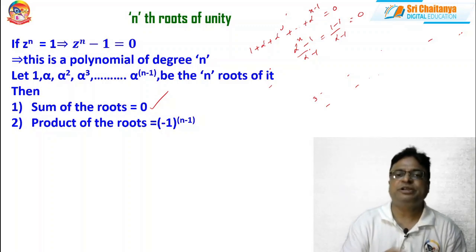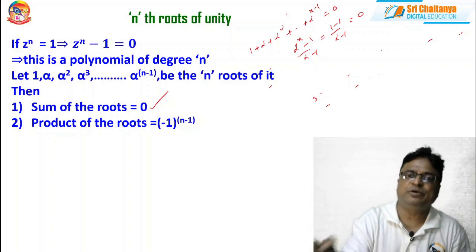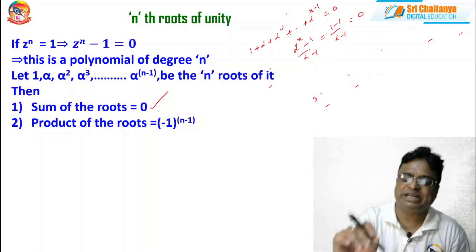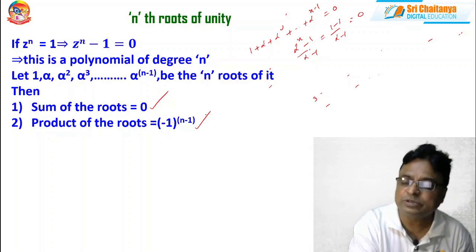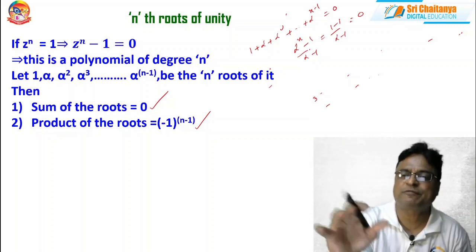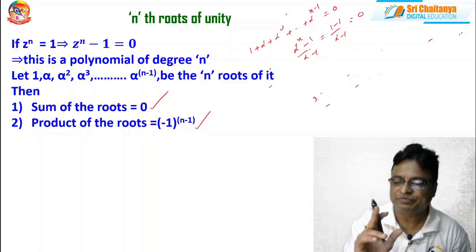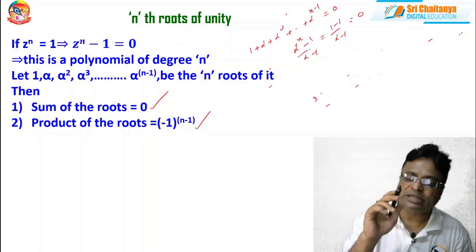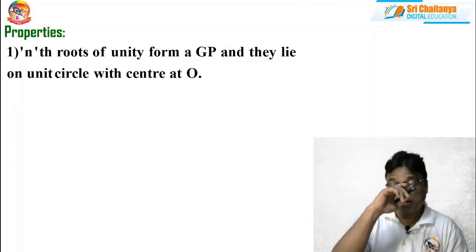So the sum of the nth roots of unity is 0, and the product of nth roots of unity is minus 1 whole power n minus 1. This is important. Product of fifth roots of unity is minus 1 whole power 5 minus 1. Product of 10th roots of unity is minus 1 whole power 10 minus 1. So based upon that power, you may get sometimes 1 or minus 1. That is about product. Now, as I said in the previous video, all these roots what?